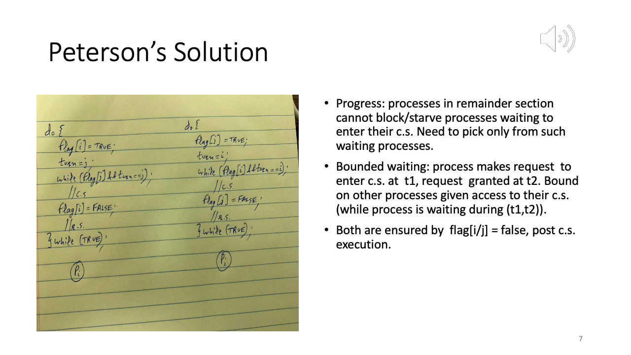So a process which is in its remainder section will not be able to block or starve the other process which is waiting to enter its critical section. However, it will set its flag as false. So immediately the other process, the one that was waiting, gets to enter its critical section. And the bound on the wait is only one process. Pi, when it's waiting to enter its critical section, needs to wait for Pj at max. Only one process.